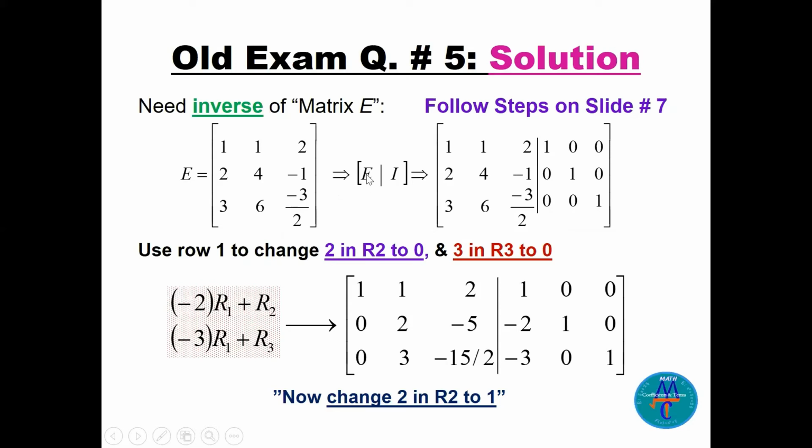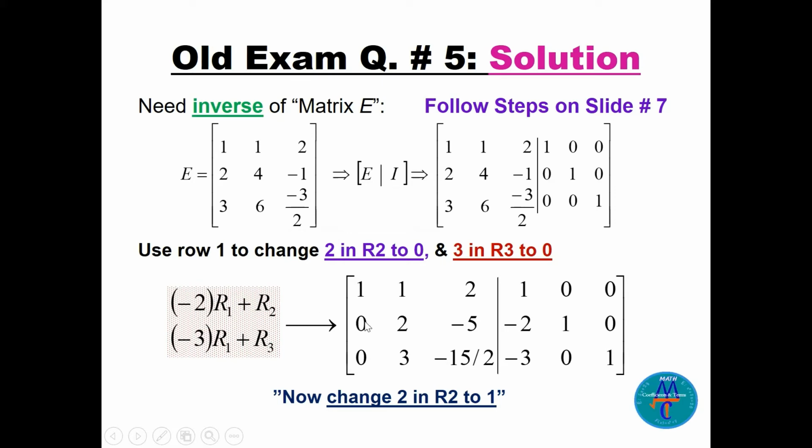We write E on this side, and the 3 by 3 identity, 1, 0, 0, 0, 1, 0, 0, 0, 1. Then we have to change the left side into 1, 0, 0 in order. So use row 1 here to change 2 and 3 to zeros. We can do this: minus 2 times row 1, plus row 2.